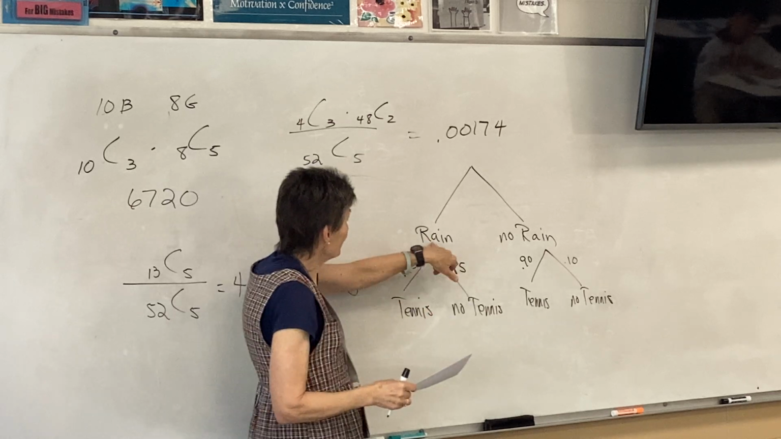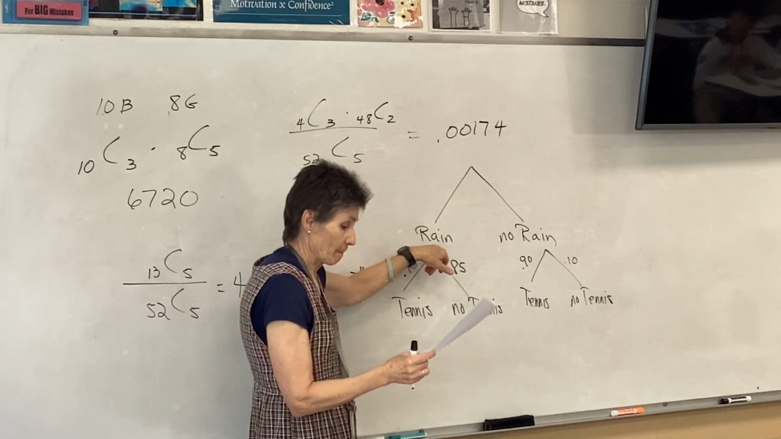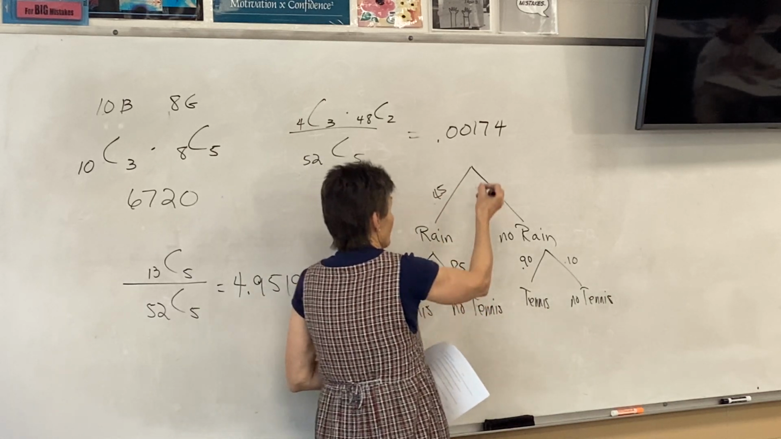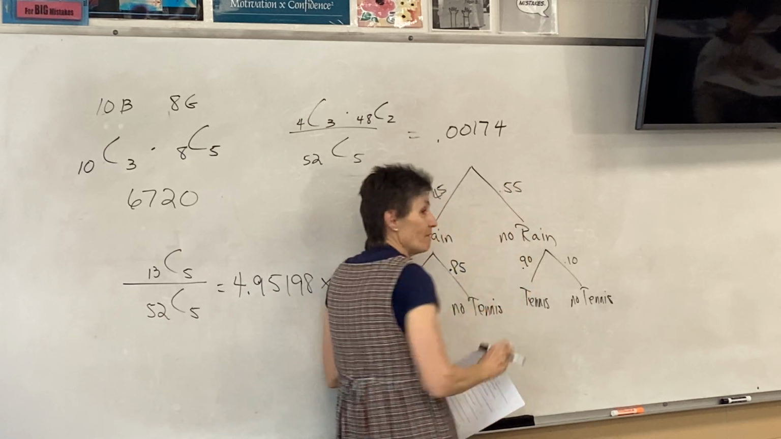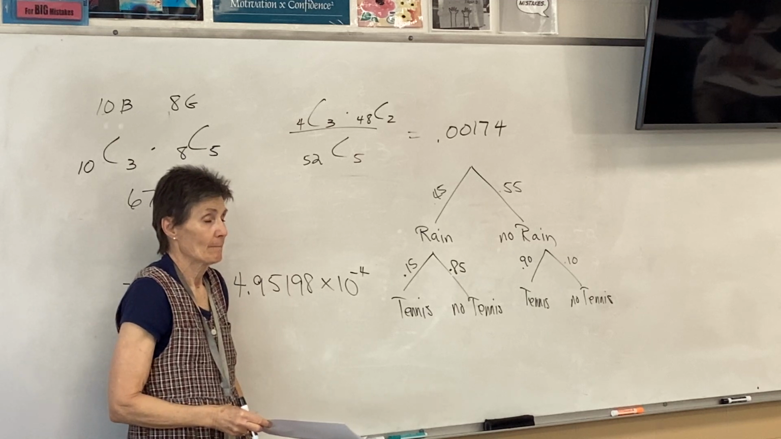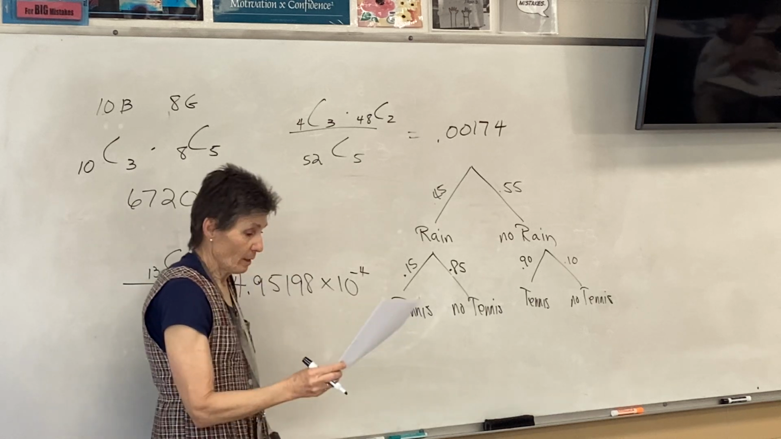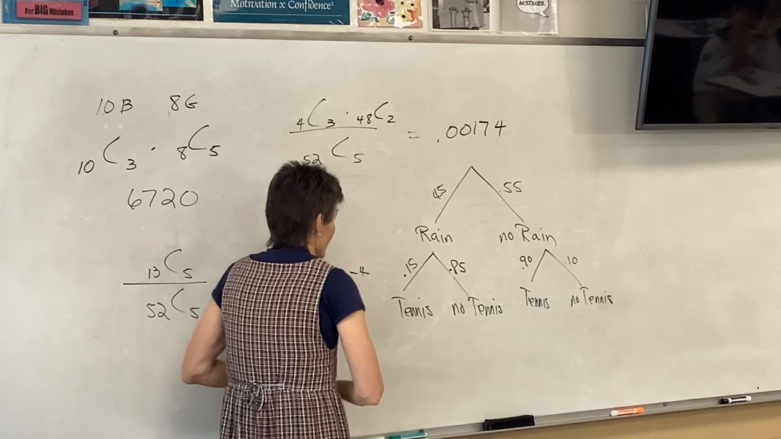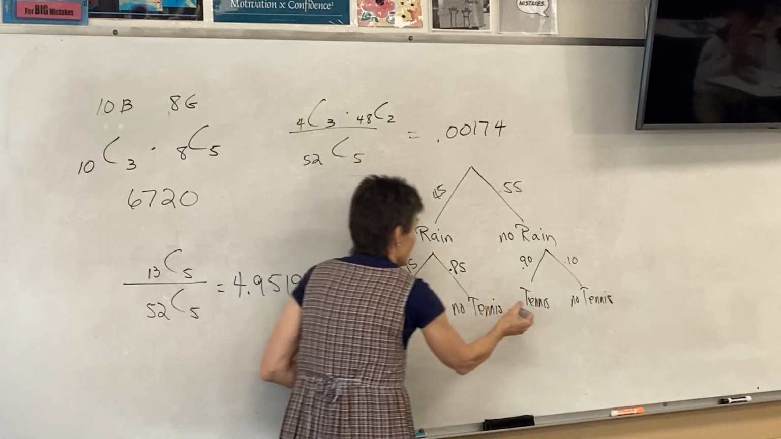The probability of rain is 0.45. So that means the probability of no rain is 0.55. Right? And now I want to know the probability I'll play tennis. So here I'm playing tennis, here I'm playing tennis.